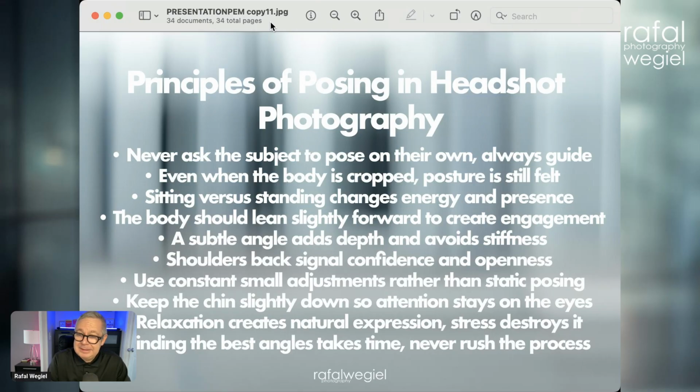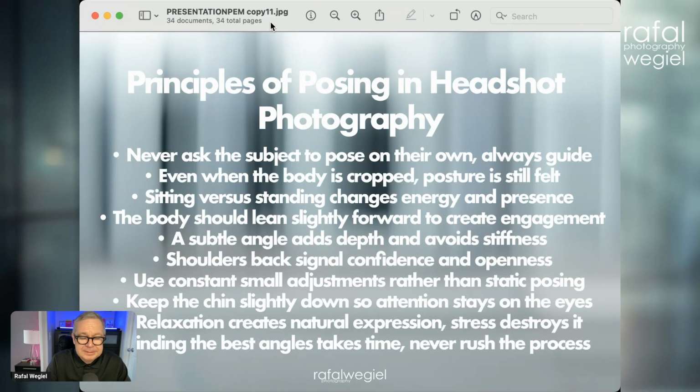Shoulders back signals confidence and openness. We've talked about it already. Use constant small adjustments. Again, we discussed that. Keep the chin slightly down, so the attention stays on the eyes. This is one of the things I want to point out, because a lot of my clients laugh at this, because I always push their chin down, and they always ask, why do we have to push the chin down nonstop?